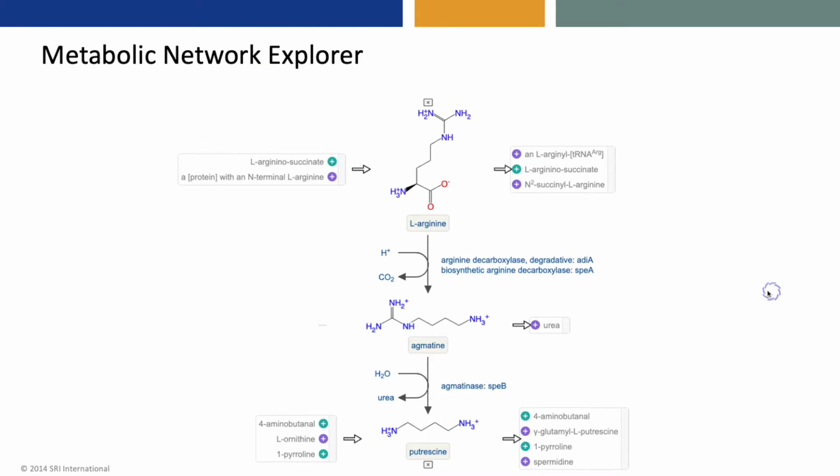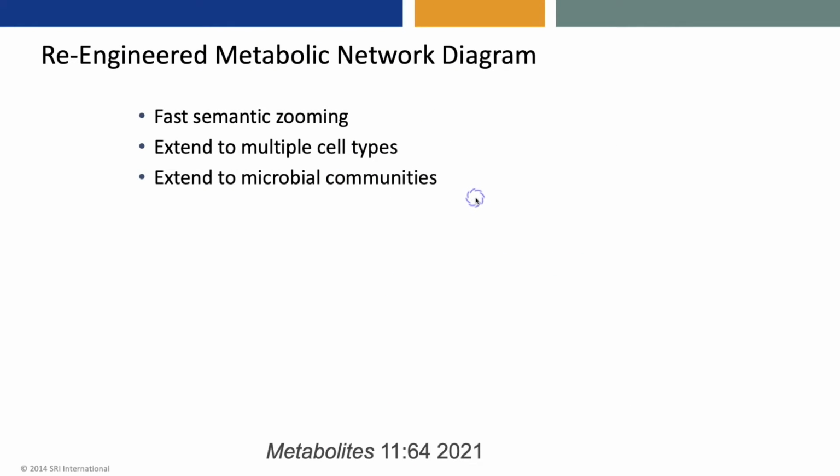There are also controls for customizing the diagram. So here I've removed the EC numbers that were there previously, and I've added chemical structures. We can also save the diagram and restore a saved diagram. Now another recent improvement is that we've re-engineered the Pathway Tools metabolic network diagram to give fast interactive semantic zooming.